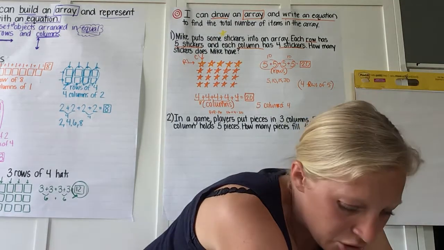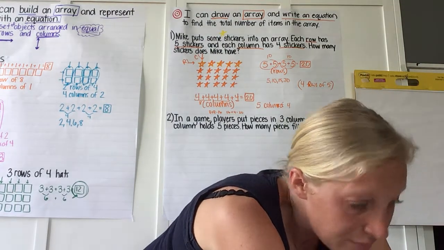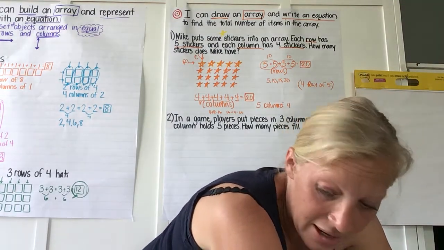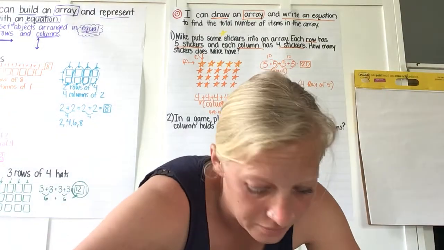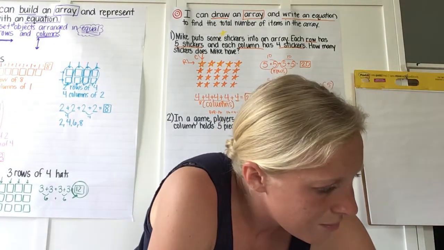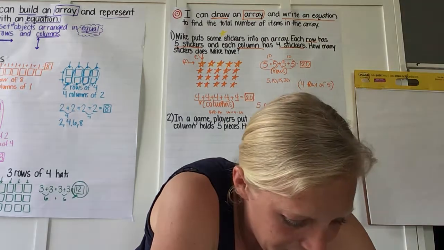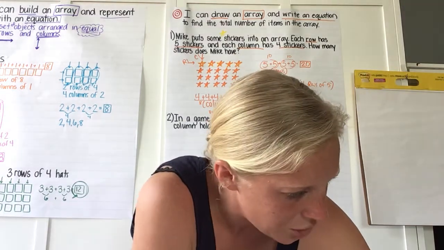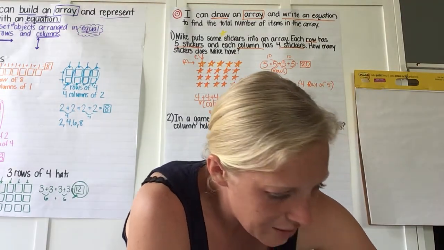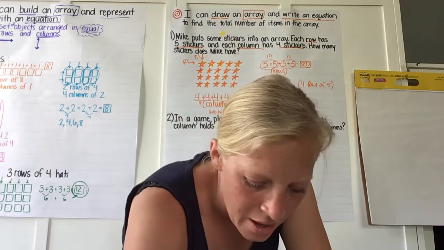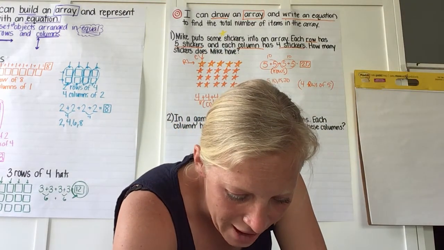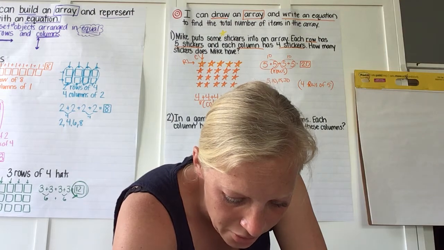How many columns did you draw? 3, okay. And how many are in each column? How many are there all together? That was fast. How'd you know? I love how you're skip counting. What equation could you write to match this array?